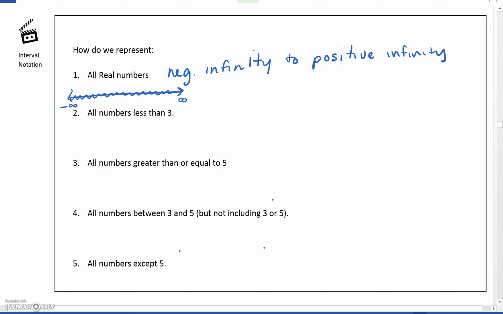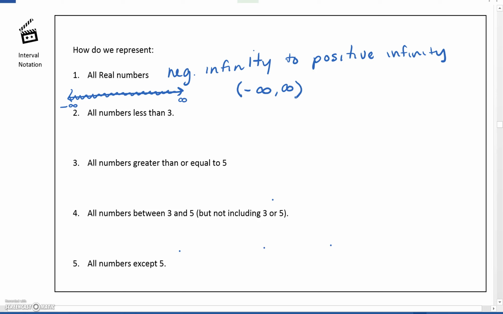We can never actually reach negative infinity or positive infinity. I always say that the only person who can is Buzz Lightyear because he goes to infinity and beyond, but we can't, so we use parentheses. So here our interval would be from negative infinity to infinity, and that would be all real numbers.